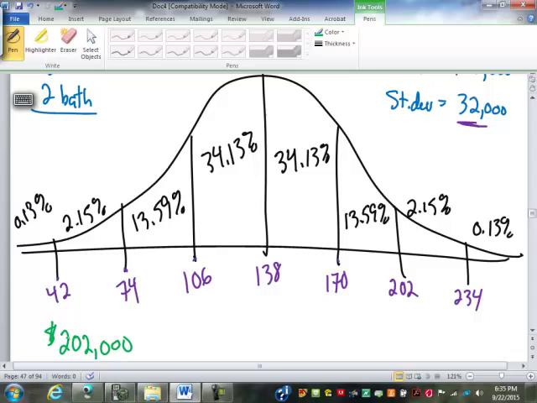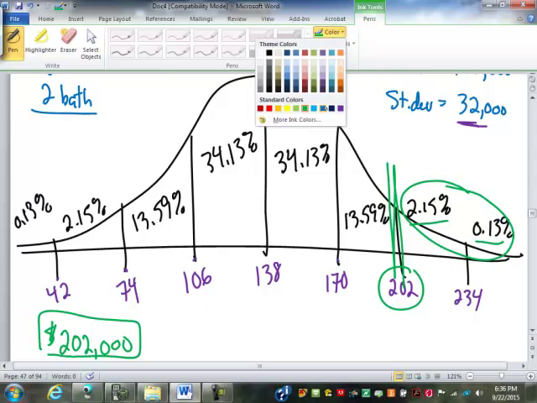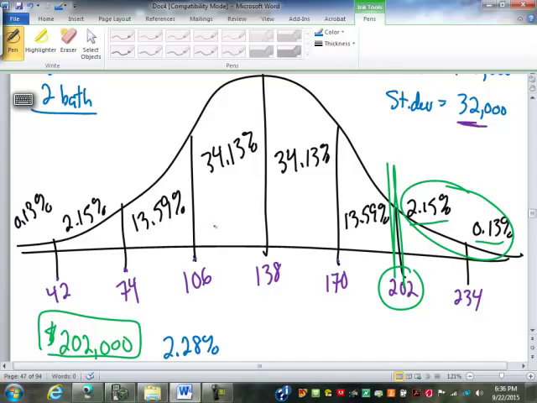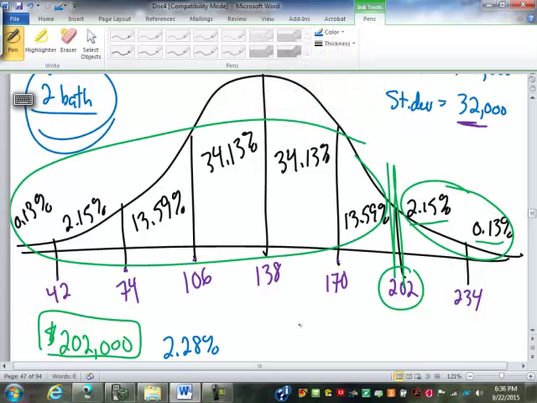What all this information is telling us, if we find $202,000 on this curve here, it's right here. What that is telling you is, if I add these percents together, 2.15 plus 0.13 is 2.28%. Only 2.28% of all 3-bedroom, 2-bathroom homes would cost more than $202,000. Or if I went the other way, if I were to add up these percents, 97.72% of all of those 3-bedroom, 2-bathroom homes are cheaper than $202,000. What that's telling us is 97.72%, there's a pretty good chance you're going to find another one that you like that's cheaper. Make sense?